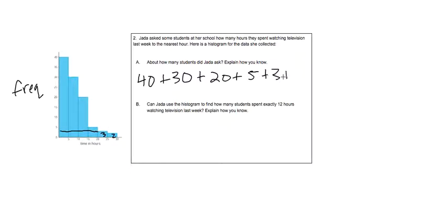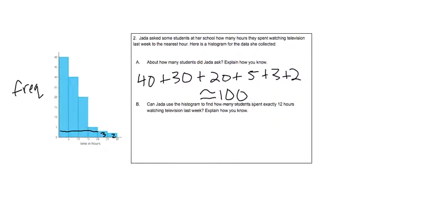So we add 3 and add 2, and that is how we show how many students that Jada asked, because we're adding all of these frequencies together, 40 plus 30 plus 20 plus 5 plus 3 plus 2. We end up getting 100. I say about 100 just because if we got a different number than a 3 or a 2 here, that's okay. So it should land right about 100 here for the number of students.